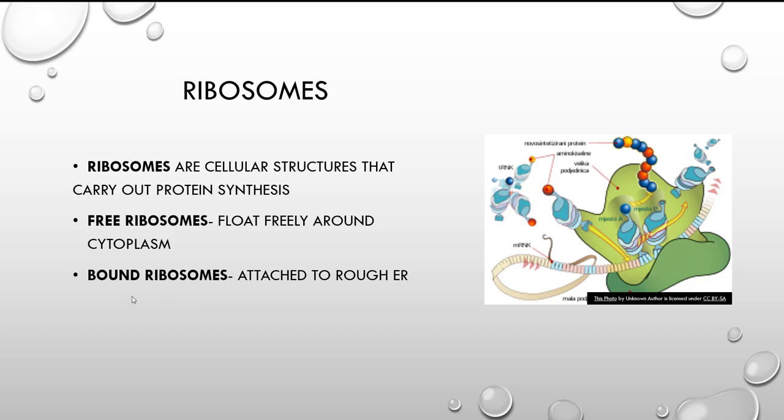Now we have two types of ribosomes. We have ribosomes that are just floating freely throughout the cytoplasm of our cell. Those ribosomes make proteins to be used within our cell, because our cells need proteins to build things within the cell. And then we have the ribosomes that are attached to the rough ER. So those are what we call the bound ribosomes, okay? So they are our protein factories.